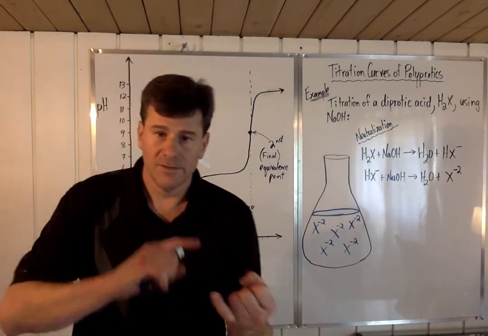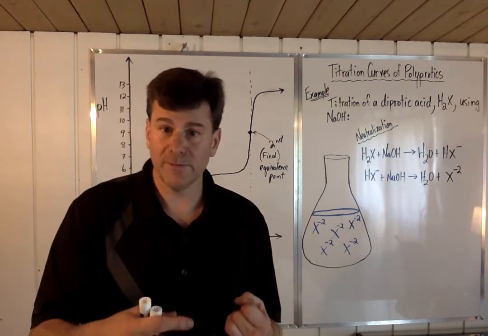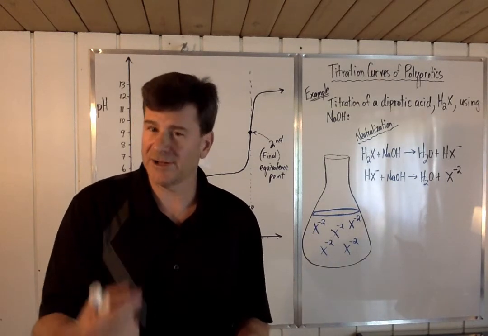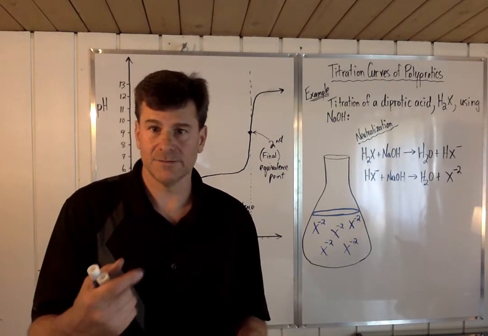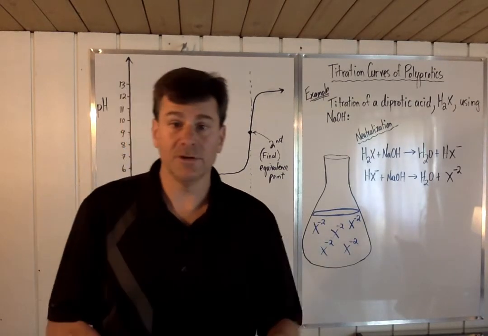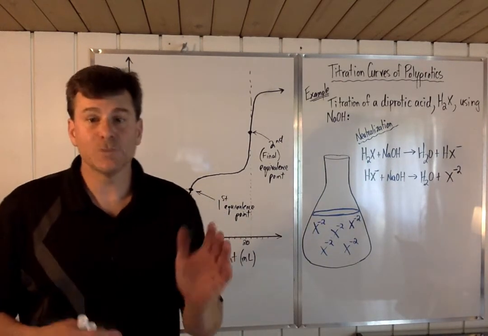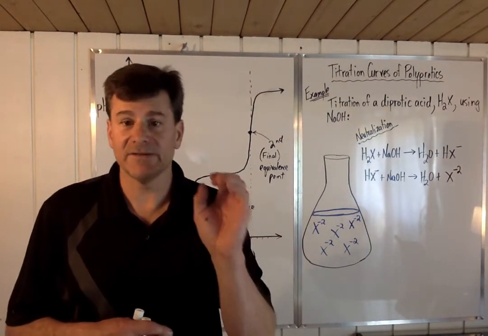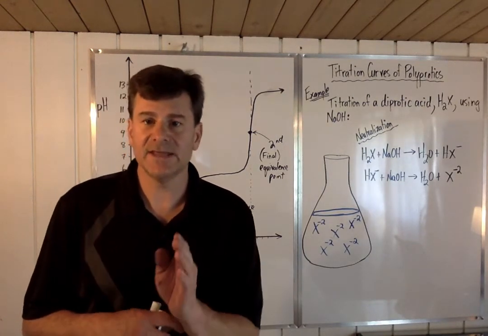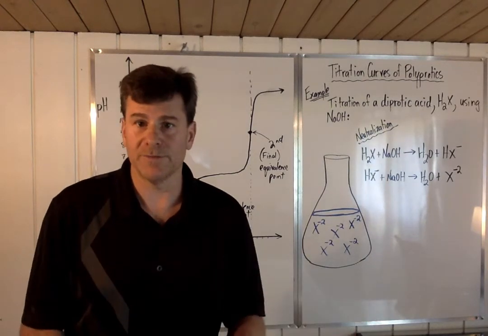So the volumes will be the same, the number of rises will be the number of equivalence points, and the number of equivalence points equals the number of hydrogens on the acid. Okay? So if this thing was a truly unknown acid, and I did a titration curve, the reason why I would do a titration curve is the very first thing I would see is whether the acid is monoprotic, diprotic, triprotic, whatever it would be.